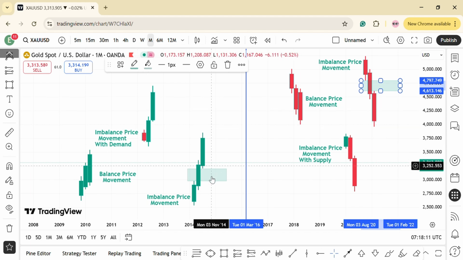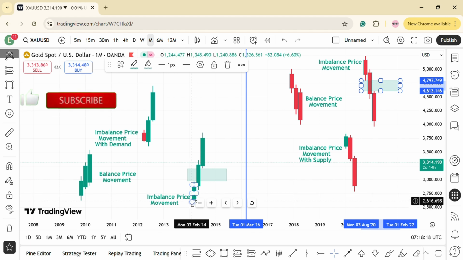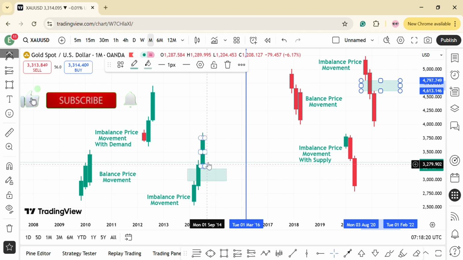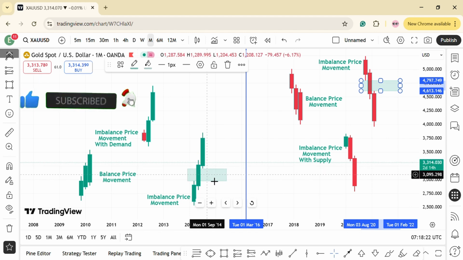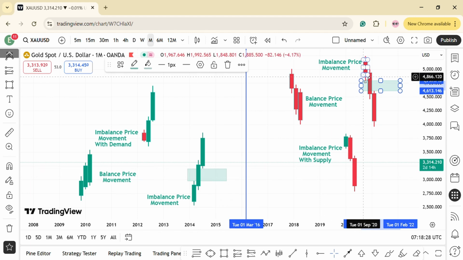Take note of this. In a bullish move, the gap between the high of the first candle and the low of the third candle, that is the imbalance. And you can see here on the bearish move, the gap between the low of the first candle and the high of the third candle, that is the imbalance.